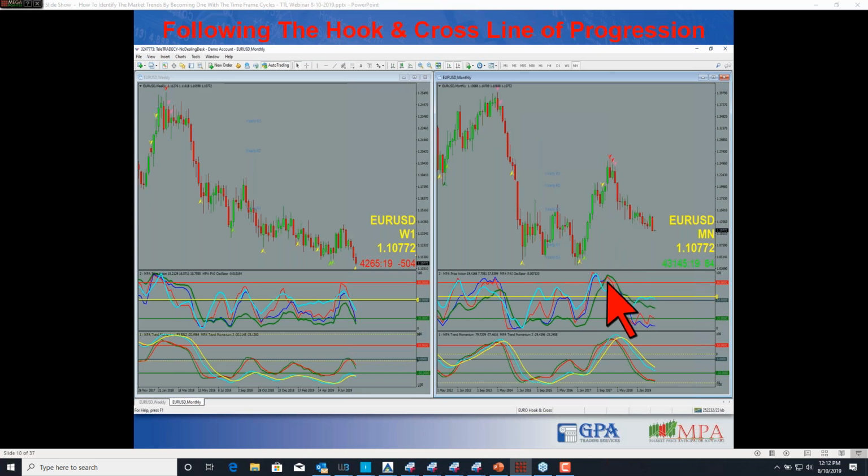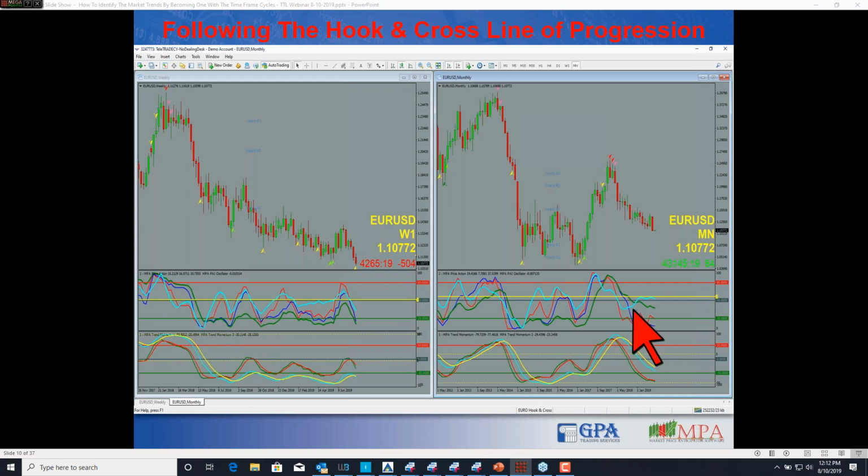As soon as the weekly started, this monthly started to hook. It would have never started hooking unless we already had a hook and a cross on the down move of the weekly. So this swing point here is this swing point over here on the weekly. It's the same one. Notice how once we hooked and crossed on the weekly, it did exactly what it's anticipated to do, cycle and work its way down weeks and weeks and weeks in advance.